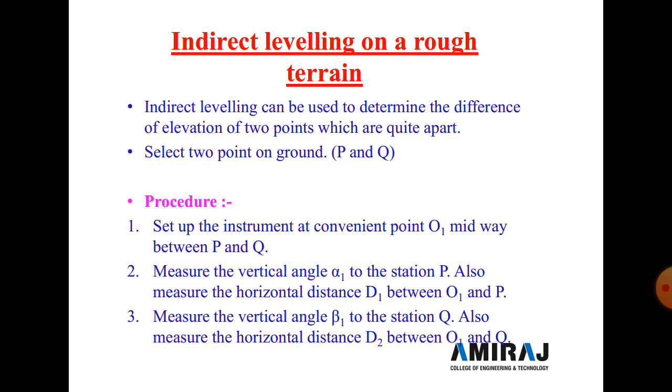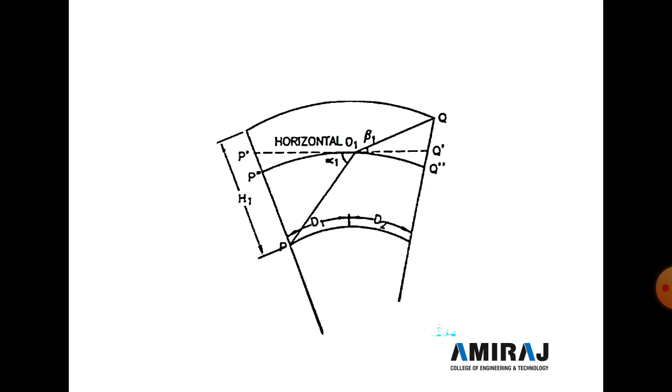Indirect leveling can be used to determine the difference of elevation of 2 points which are quite apart, which means far away from each other. So here we take 2 points on the ground, P and Q. From the figure we can see exactly what we have done here. We select point P and point Q on the ground, which are quite apart from each other.